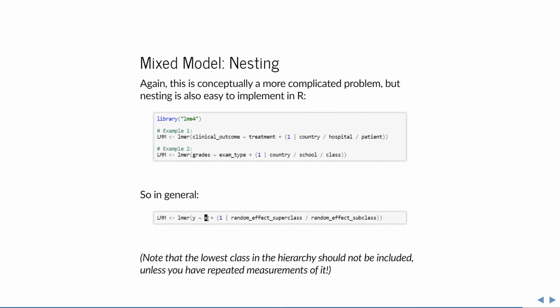And at the end, you have plus some random effect between brackets. In this case, a random intercept. And then if you have nesting, you first enter the superclass, so the highest part in the hierarchy, which could be a country in the examples. And then you do a slash, and then you do a random effect for the subclass. So that could be the hospitals in the country or the schools in the country.